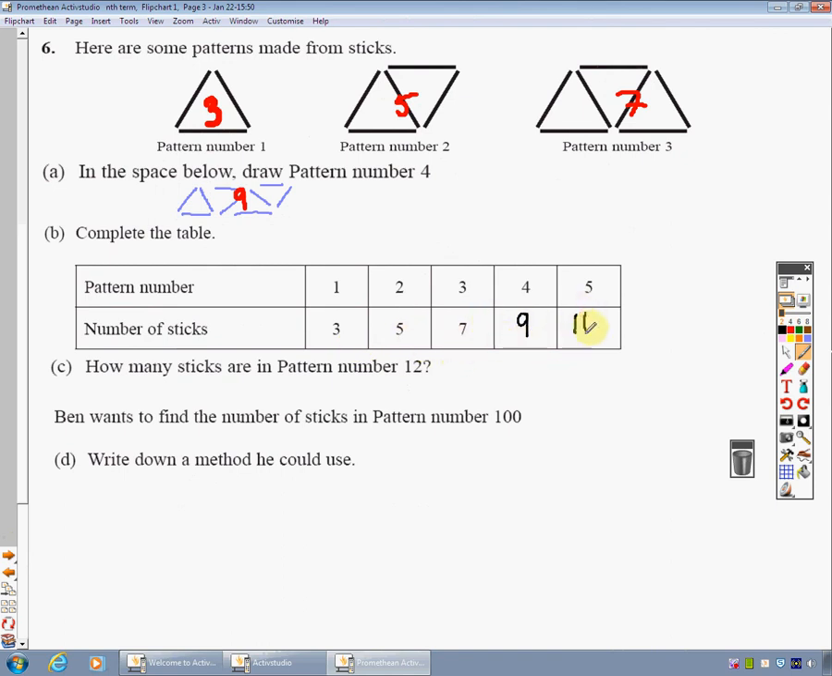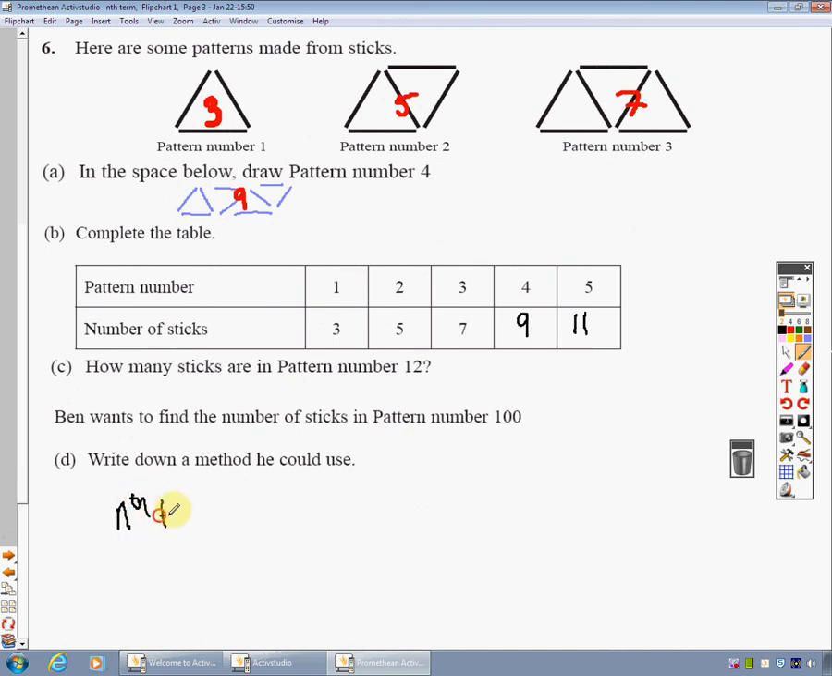And again, a similar question. Ben wants to find the number of sticks in pattern 100. Sorry, I've missed a question now. How many sticks are there in pattern number 12? Well, it's the same technique as how many in pattern number 100. So I would miss these two out. I'd find the nth term, as I've shown you how to do.